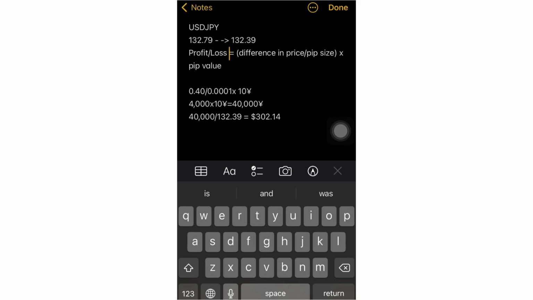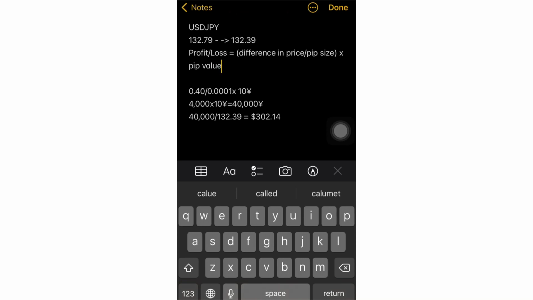Take note of this. It's just two formulas here. All I've been talking about is two formulas I just brought for you guys. You need to take note of these things. So it's the difference in price divided by pip size, times pip value. The pip size is what we could say is 0.0001, right?